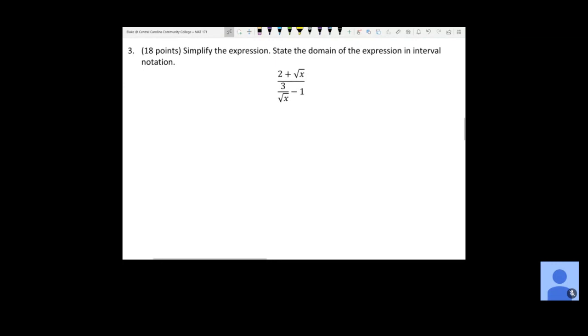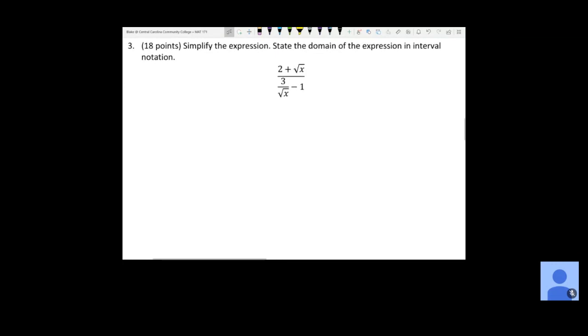Number 3. Okay, so now we want to simplify this expression, and then we're going to state the domain in interval notation. Right. Now, the first thing I notice here is that I've got a compound fraction, right? I've got a fraction in the denominator of another fraction. So what could we do in this case if I want to get rid of that fraction within a fraction?